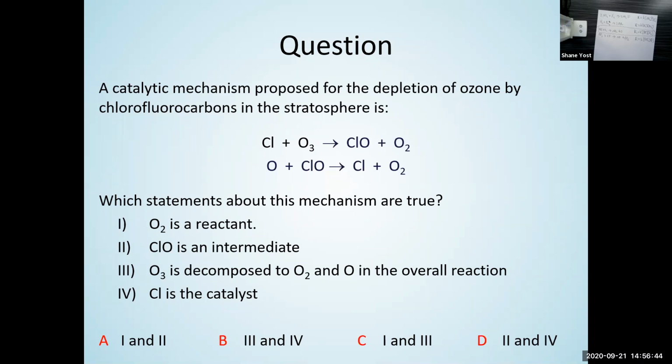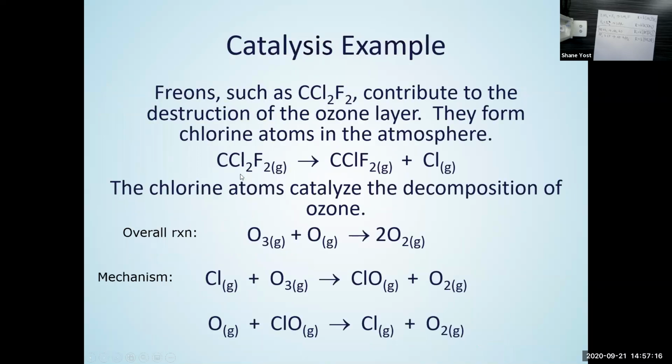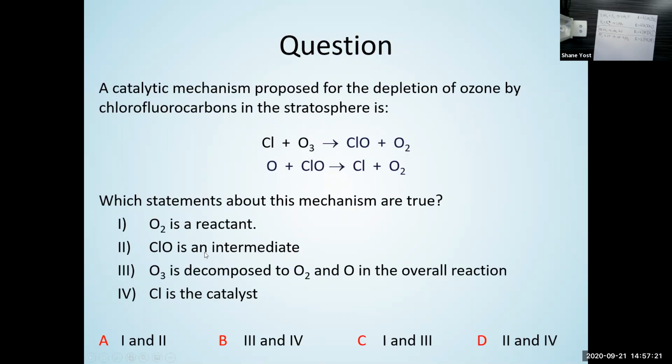We also talked about ClO being an intermediate. And in the overall chemical reaction, O3 is not decomposing to form O2 and O. If you add these two reactions together, you'll get O3 plus O forms 2O2. So O3 is not decomposing, it's reacting with oxygen to form O2. And O2 itself is a product, not a reactant, because again, if you add those two reactions together, you'll get this overall chemical reaction. So only 2 and 4 here are true.